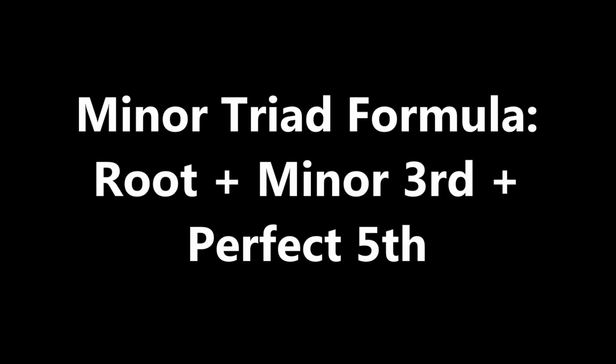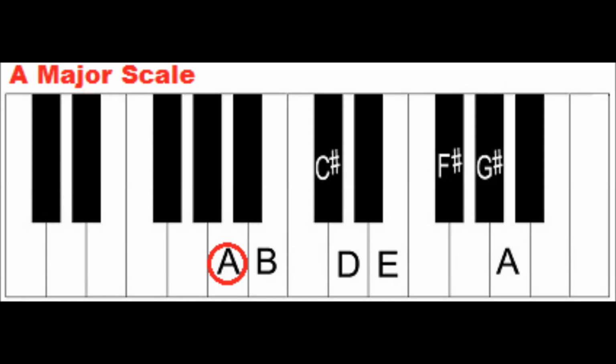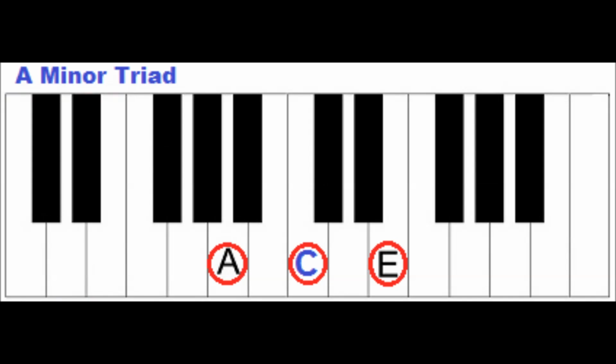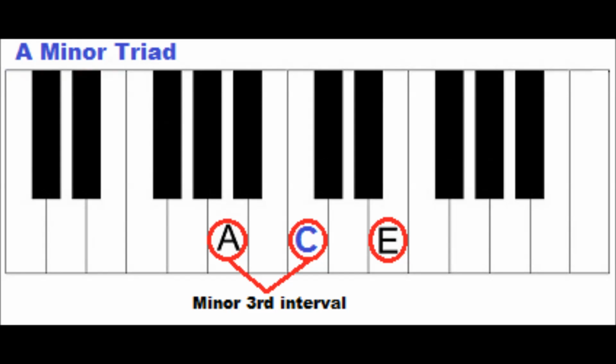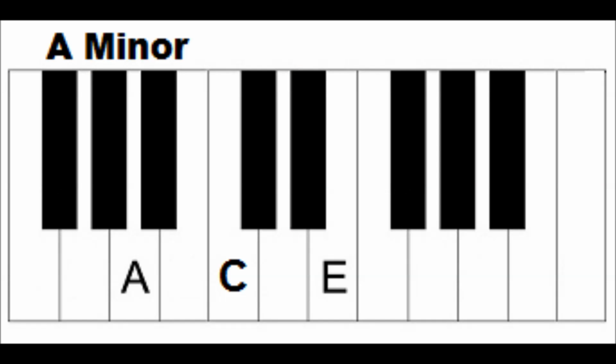To form a minor triad, you combine the root, minor third, and perfect fifth. For instance, A minor is a minor triad. Its notes are A, C, and E. A to C is a minor third interval. There are three half steps between A and C, or one whole step and a half step. A minor third is formed by lowering the major third of a major chord by a half step.